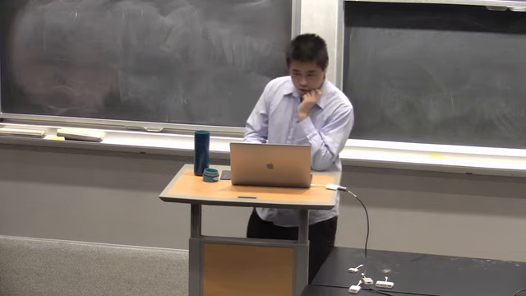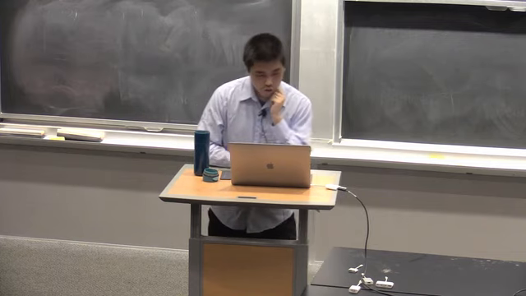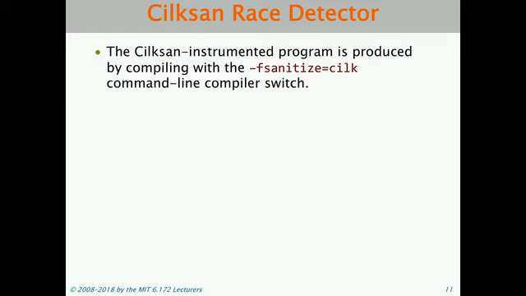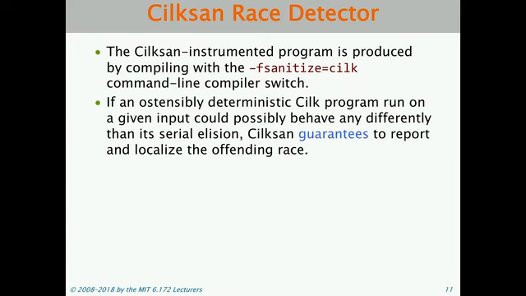Okay, so the Cilkscale race detector, if you compile your code using this flag, -fsanitize=cilk, then it's going to generate a Cilkscale instrumented program. And then if an ostensibly deterministic Cilk program run on a given input could possibly behave any differently than its serial elision, then Cilkscale is going to guarantee to report and localize the offending race. So Cilkscale is going to tell you which memory location there might be a race on and which of the instructions were involved in this race.